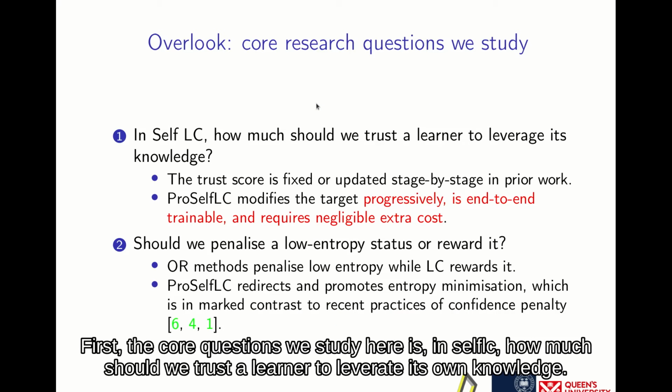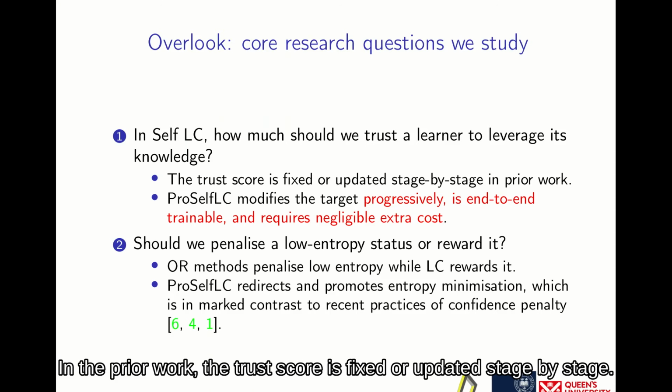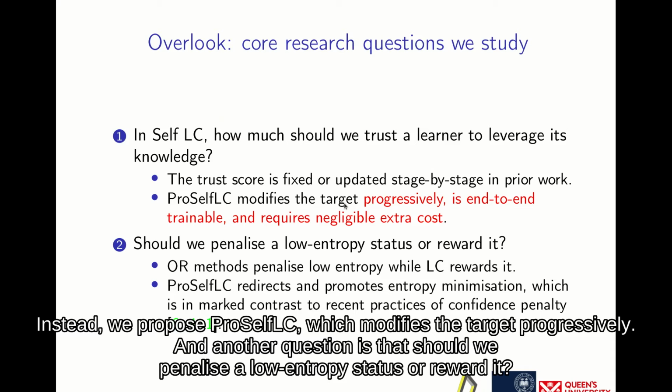So first, the core question we study here is, in SELF-LC, how much should we trust a learner to leverage its own knowledge? In the prior work, the trust score is fixed and updated stage by stage. Instead, we propose ProSelfLC, which modifies the target progressively. Another question is: should we penalize a low entropy status or reward it?